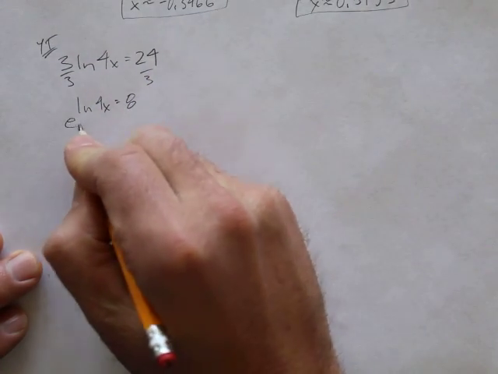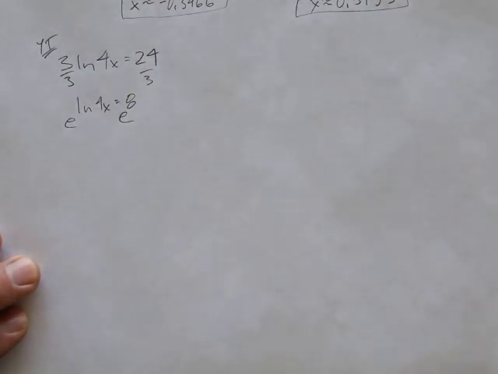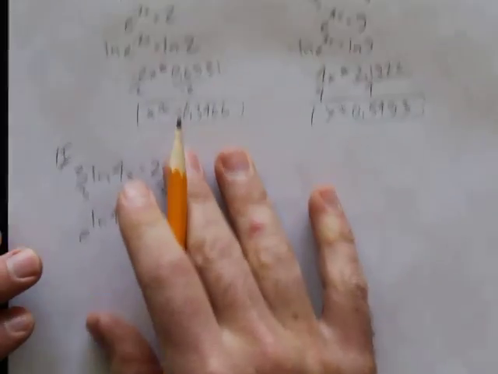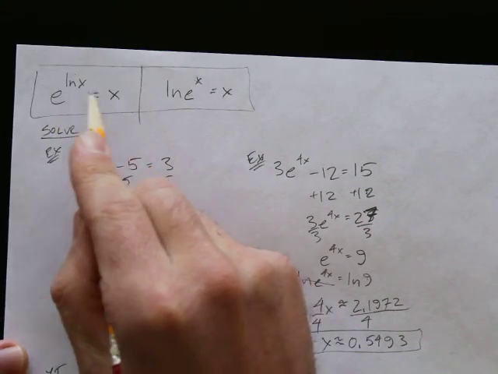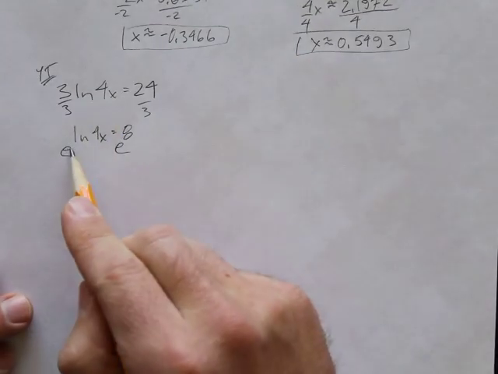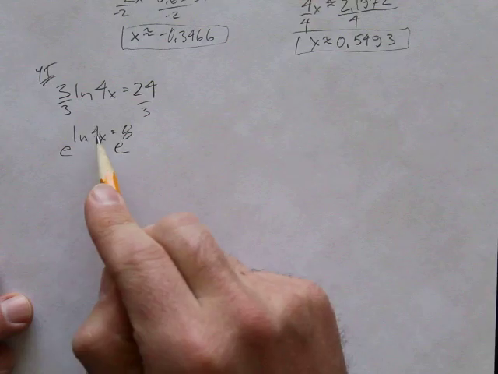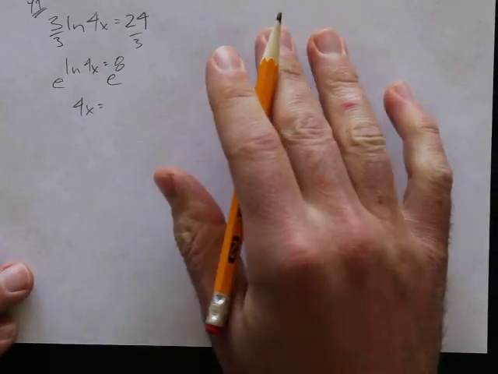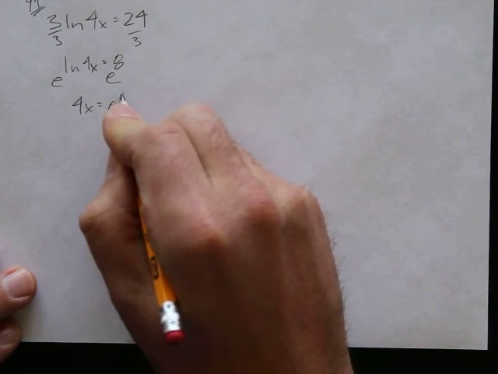I'm going to raise both sides with a base of e. And so that means e to the natural log of x is x. So e to the natural log of 4x is 4x. So 4x equals e to the 8th power.